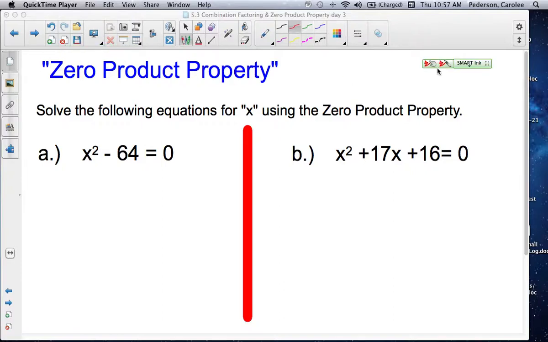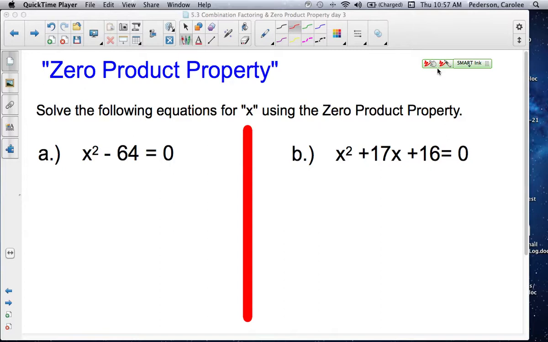Here is 5.3, day 3, part 2. We're going to focus on this thing called the zero product property. We're going to solve these two equations for x using the zero product property. I would recommend that you write these two examples down.